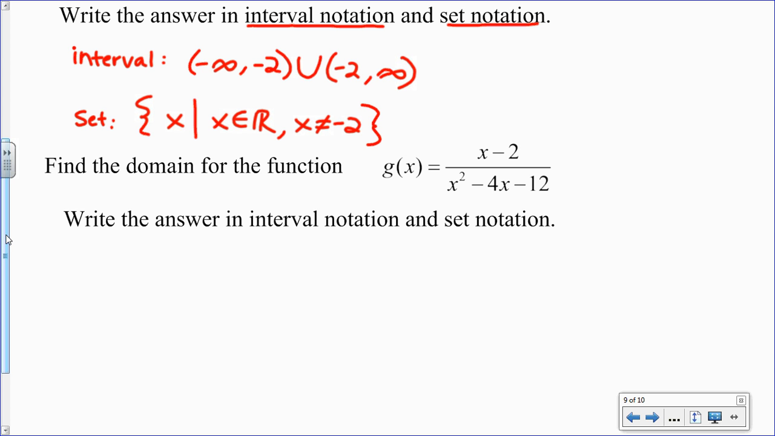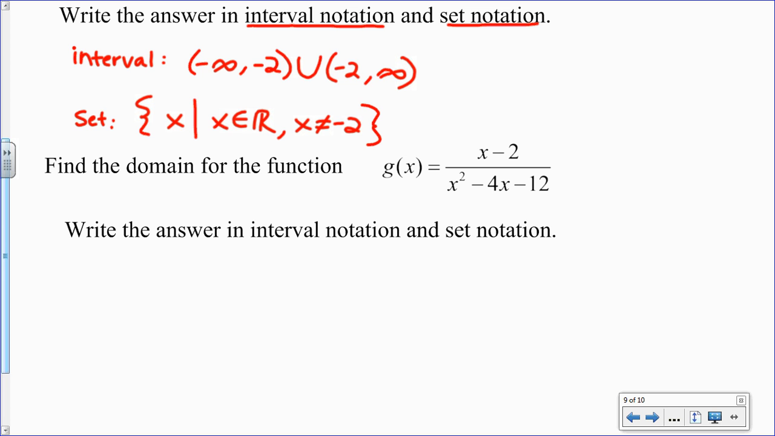Okay, for our next one, I only care about the denominator. So I don't care that there's an x minus 2 in the numerator. The numerator could be 0, that's fine. It's the denominator. So I need to know what x can't equal, so I'm going to have to factor this. I need to know what my disclaimers are, so I have to have it in factored form.